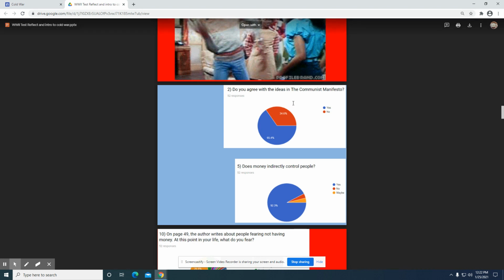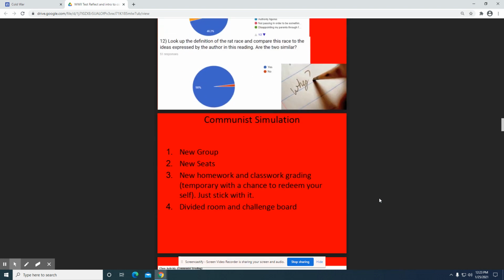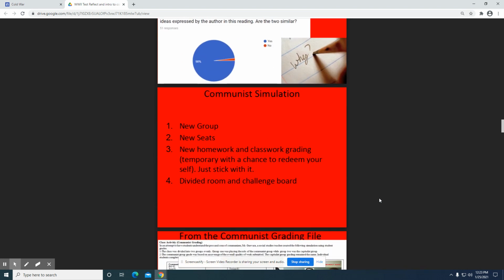So these are some responses from the Roaring Twenties Rich Dad, Poor Dad assignment, where students were asked these questions. Do you agree with the ideas in the manifesto? We see more yeses than no. Does money indirectly control people? Here we see 92. So this is all going back to the Rich Dad, Poor Dad responses here. I was kind of setting you up back in the 20s because I knew we were going to come back to this particular issue on some level.